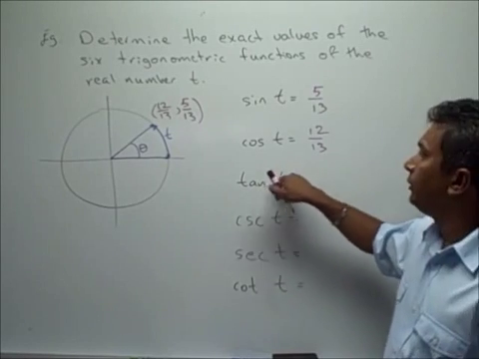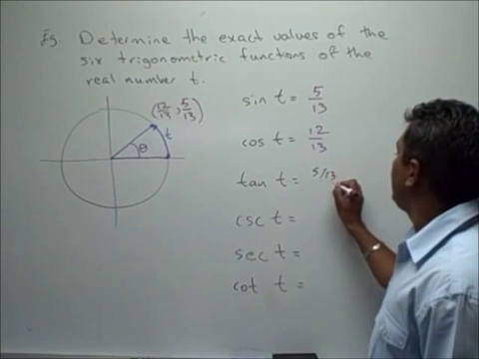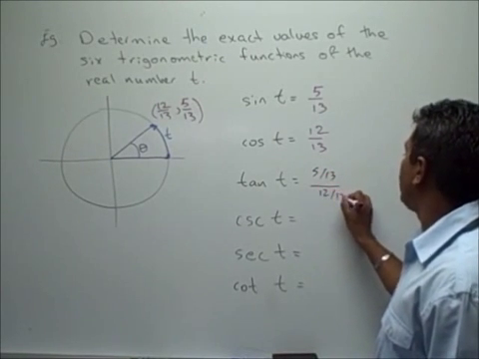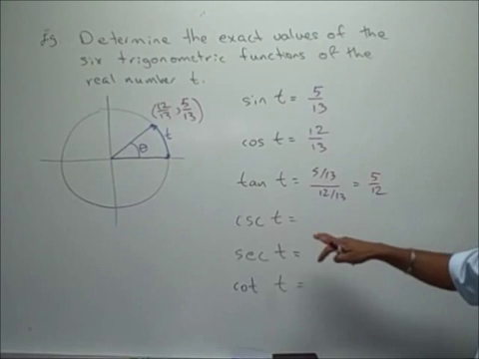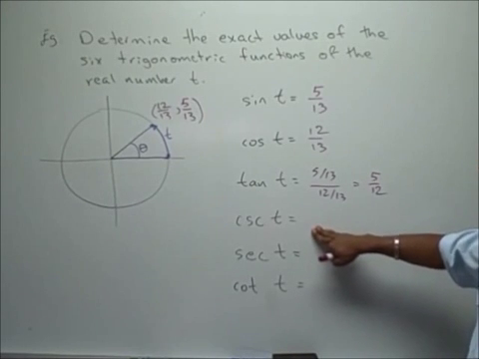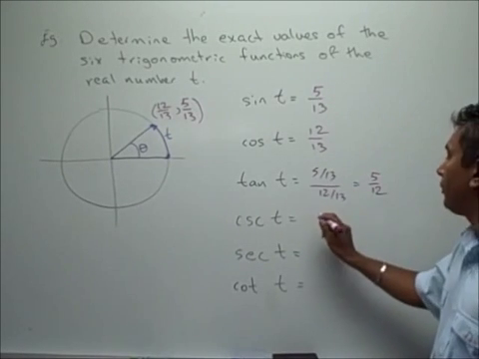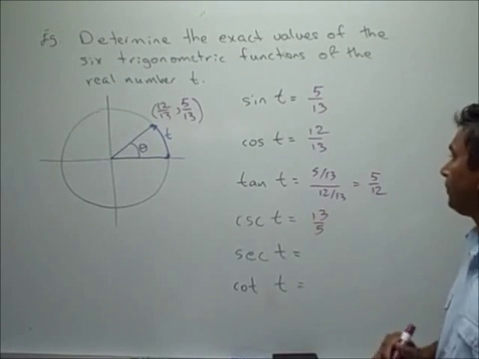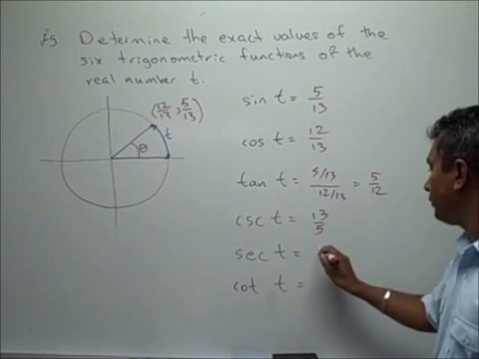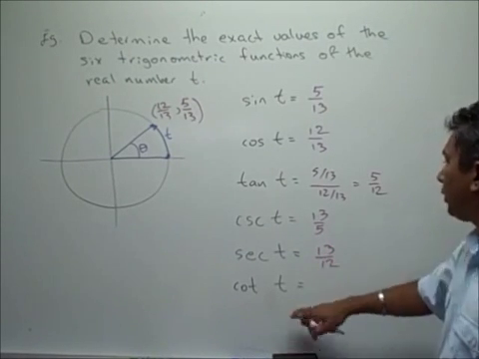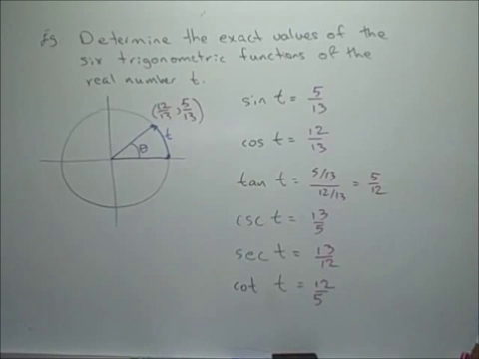Tan of t is equal to y over x, so this would be 5 over 13 divided by 12 over 13, which is simply 5 over 12. The cosecant of t is 1 over sine of t, so it's just the inverse of this, which becomes 13 over 5. The secant is the inverse of cosine, so it becomes 13 over 12. And the cotangent is the inverse of tan, or simply 12 over 5.